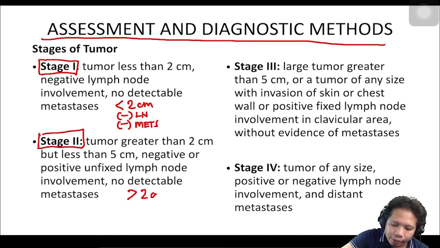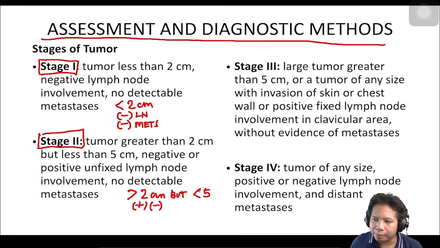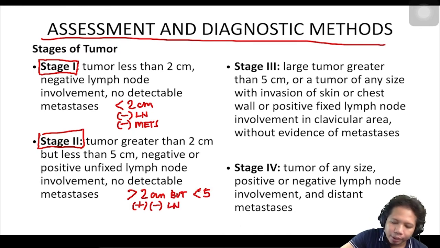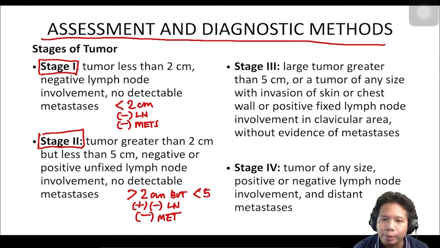There may be negative or positive lymph node. So you could either palpate or not palpate inflammation of lymph nodes in stage 2. But luckily, there is no metastasis. No mets. It hasn't spread yet. You may see inflamed nearby lymph nodes because the tumor is already a bit big, but no metastasis. Again, the size is greater than 2 but less than 5. So 4.9 cm still qualifies. It's less than 5, right? So it may have positive or negative lymph node involvement, and no metastasis.